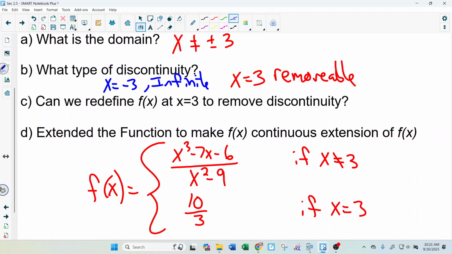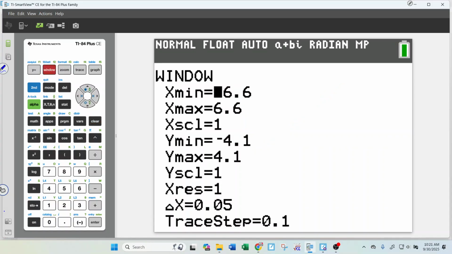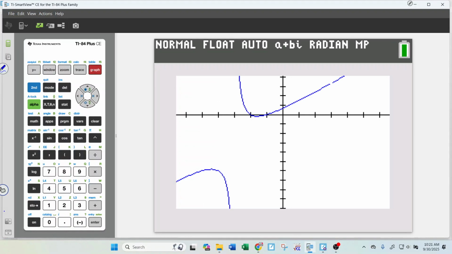So if you think about this, looking at the graph again, here is our graph, and we have our vertical asymptote. So this is our graph for every value other than 3. And then what is the value at 3? 10/3. So what does that do? Fills the hole, right?